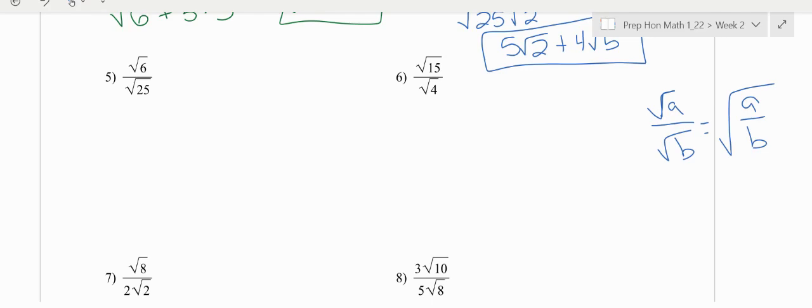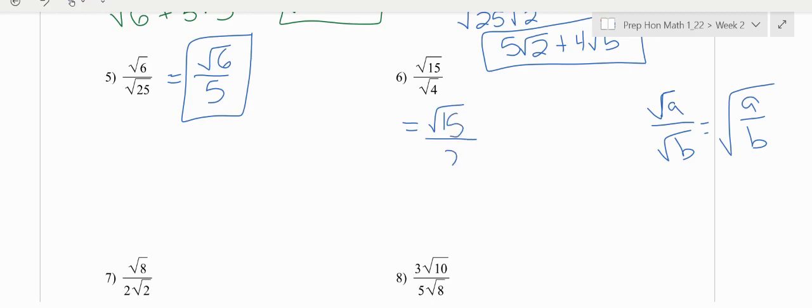So in the first one, I have the square root of 6 over the square root of 25. 6 over 25, if I made that a fraction, doesn't reduce or do anything nice. I do have a 25, though, that's a perfect square. So on the bottom, we would have 5. On the top, we'd have root 6. And this would be our final answer. For the second one, same thing. Root 15, nothing happens to it, but root 4 becomes a 2. That one's kind of nice.